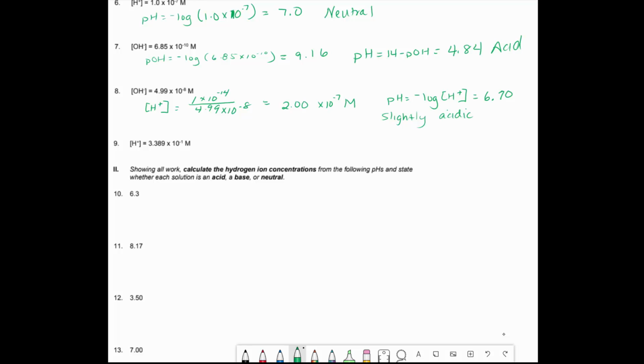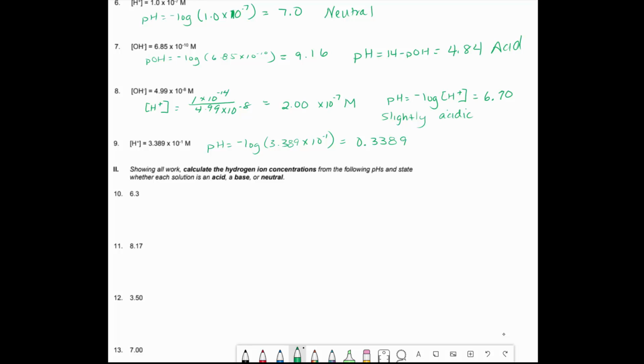Number 9, hydrogen ion concentration of 3.389 times 10 to the negative 1. That's going to be awfully concentrated. So the pH is the negative log of 3.389 times 10 to the negative 1, and I get a pH of 0.3389.